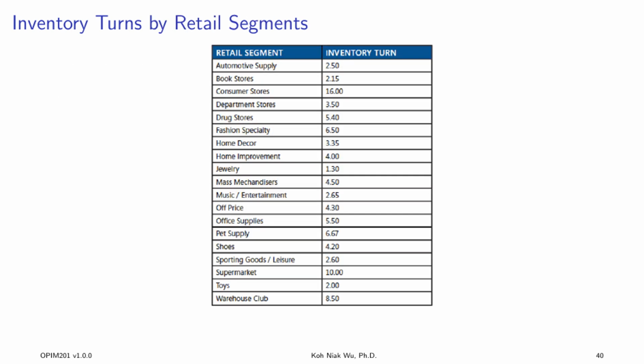In the world of retail, understanding how quickly products move off the shelves is essential. This is where inventory turns come into play. Let's explore the insights from various retail segments and what they mean. Consider convenience stores, which boast an impressive inventory turn of 16.0. This high figure indicates that these stores sell and restock their inventory rapidly.